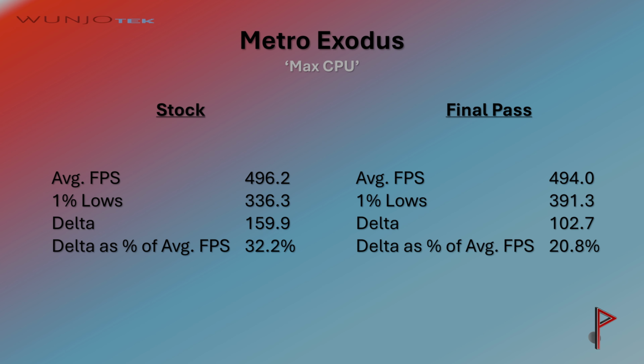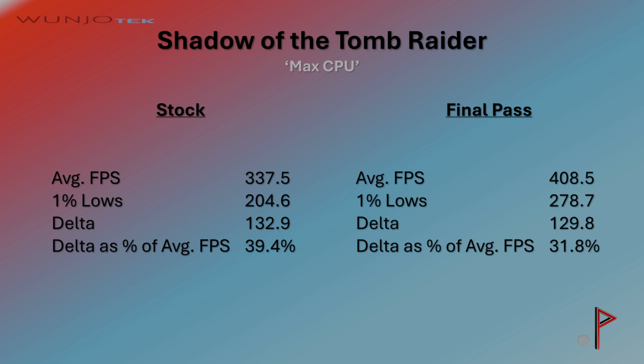Metro Exodus is an older game, that's why I included it here. Older games can present some problems with newer hardware. I wanted to see how it responded to these changes, and this is another huge improvement in the 1% lows with the last tuning pass. Shadow of the Tomb Raider, again pretty significant, from 40% down to a tick over 30.